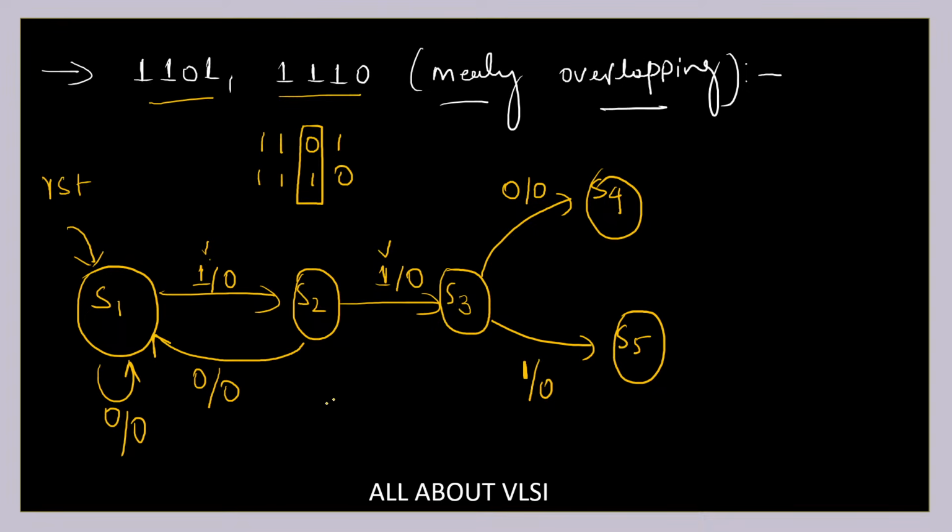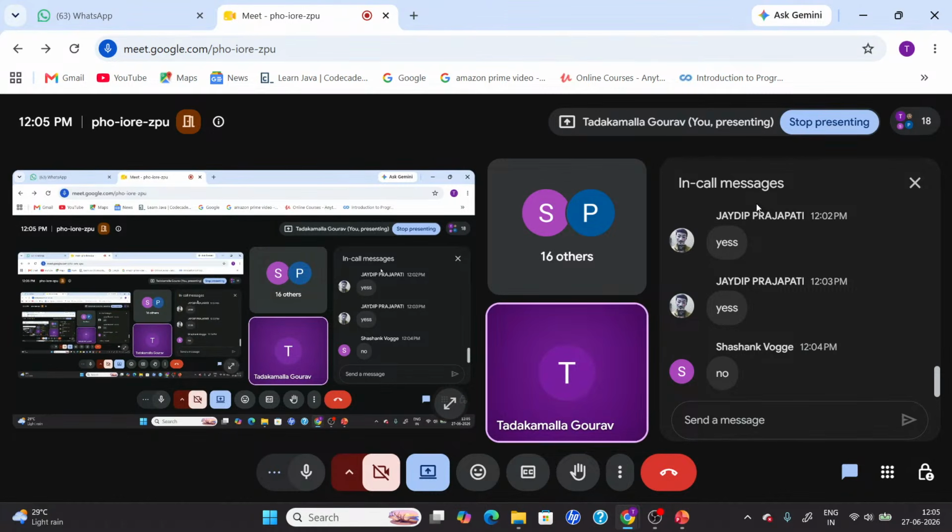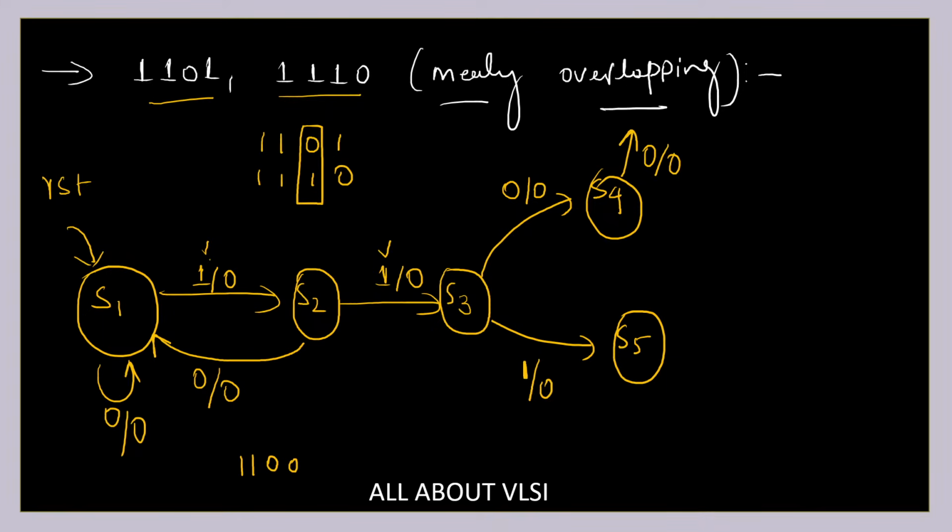Now in S4, if I got 1, 1, 0, and if I got one more 0, then where should I go? In S4, if I am getting 0, what should be my next state? And obviously my output will become 0. 1, 1, 0, 0, what should be my next state?